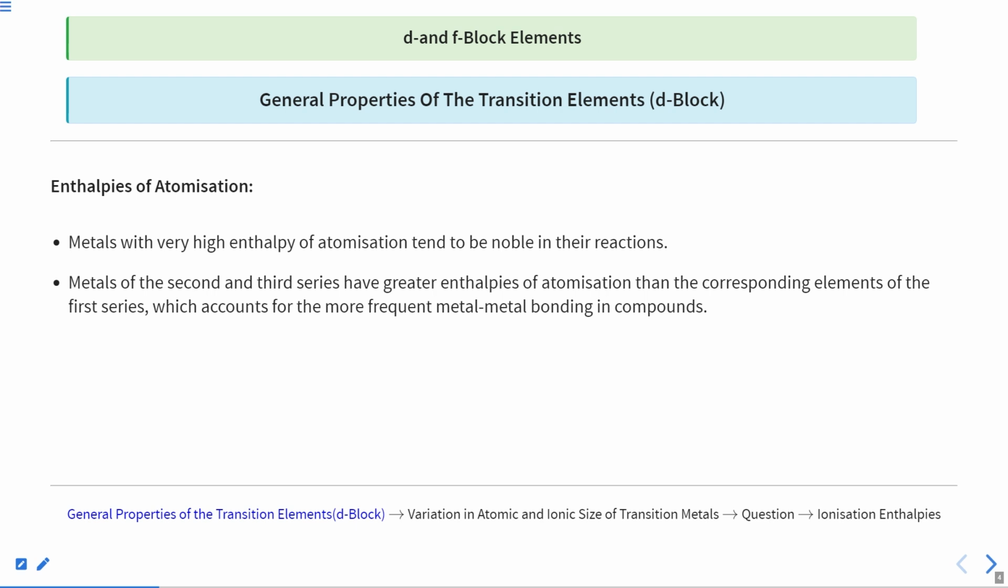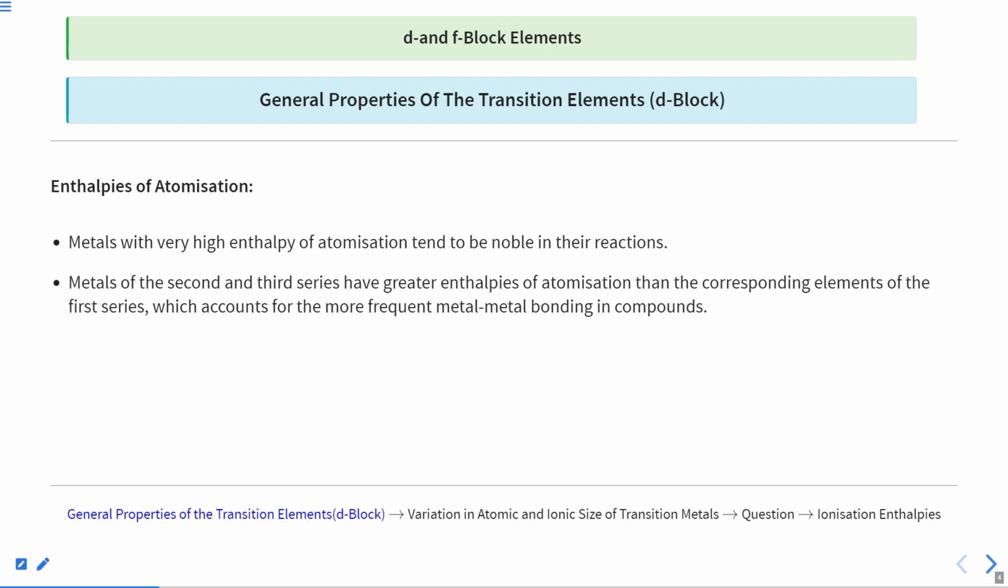Since the extent of metallic bonding is very high, metals have a very high enthalpy of atomization, and they tend to be noble in their reactions, meaning they are not that reactive. The second and third series have greater enthalpy of atomization than the corresponding elements of the first series, which accounts for the more frequent metal-metal bonding.